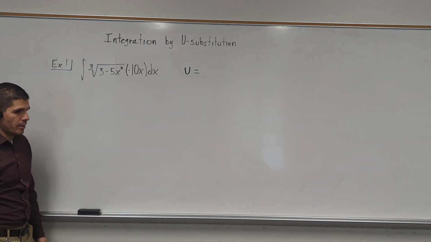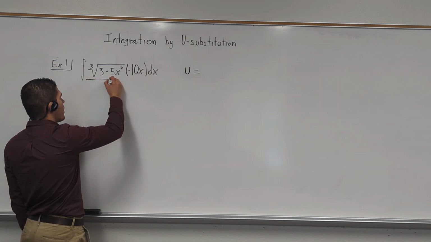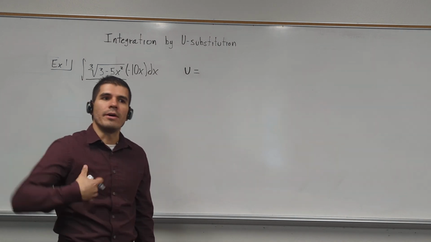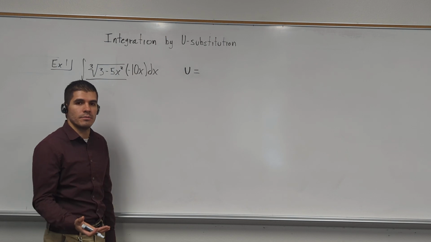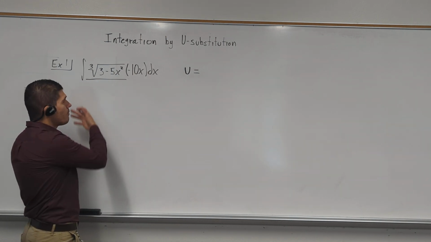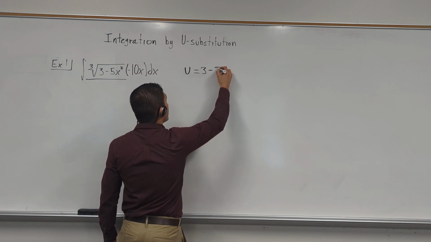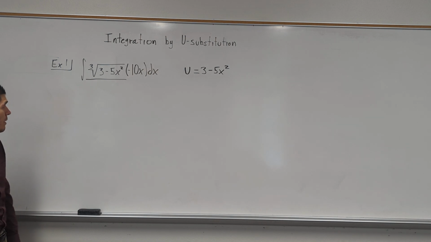So here's my recommendation. I tend to focus first on composite functions. In this case, I do have a composite function right here, okay? And I like to let U be the inner function. Now, I'm not saying this is always going to work, but this is a good starting point, okay? So, the inner function for this composite function would be 3 minus 5x squared.